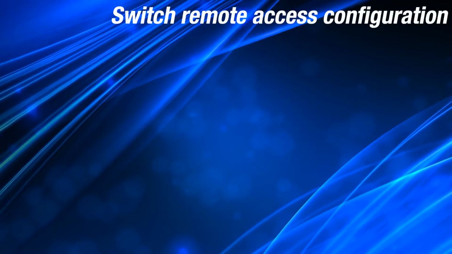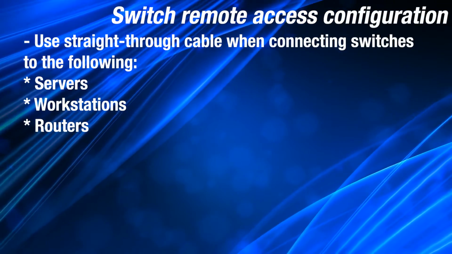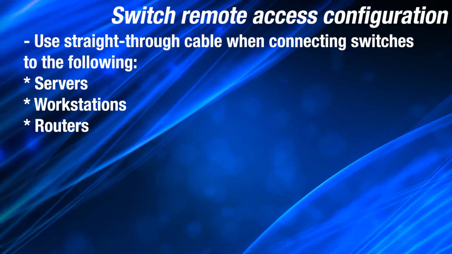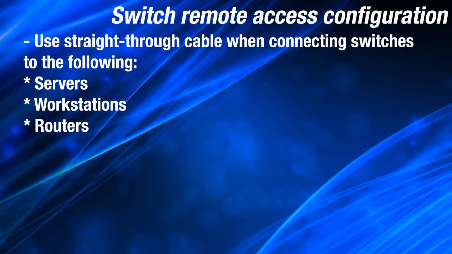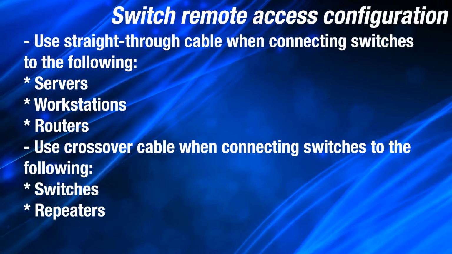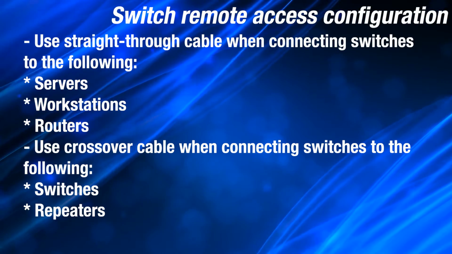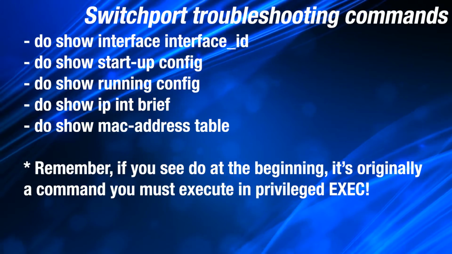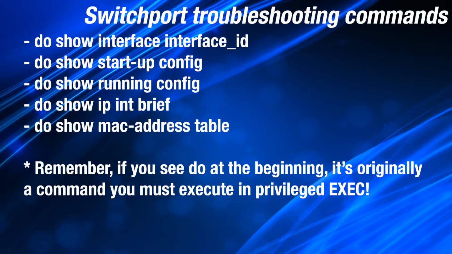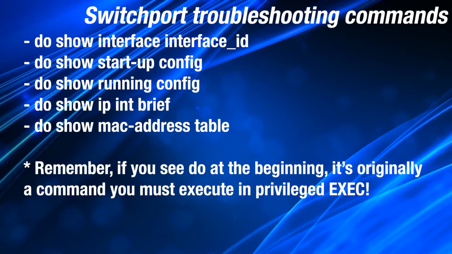This is important because we need to talk about cable types. When working in real life, and with Cisco Packet Tracer, you can connect switches to the following with a straight-through cable: servers, workstations, and routers. When connecting switches and repeaters together, use the crossover cable. Here are some commands you can use to verify switch port configurations. Keep in mind, you can throw do in front of all of these commands to execute them in global configuration mode, instead of going back to privileged exec mode.